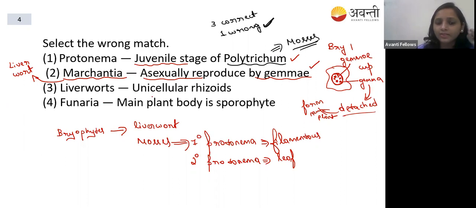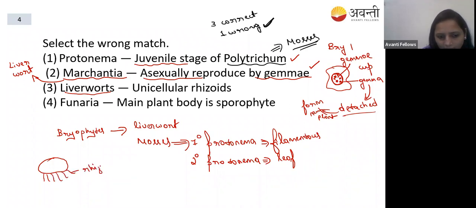Liverworts have unicellular rhizoids. Yes, guys, that is also correct. Liverworts do not have any true roots, true leaves, or true stems. They have leaf-like, stem-like, and root-like structures. That root-like structure we call a rhizoid, and it helps in attachment to the substratum.